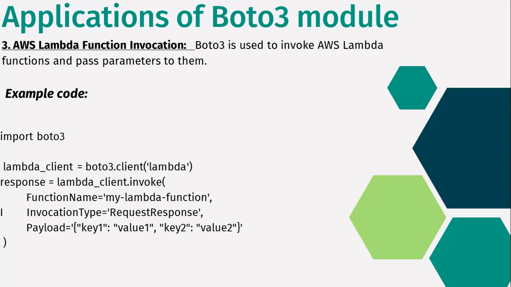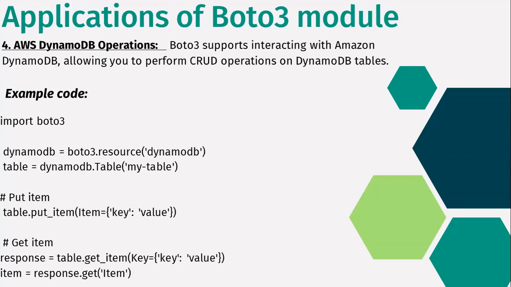Let's move on to the next application, AWS DynamoDB operations. DynamoDB is the NoSQL database in the cloud. Boto3 allows you to interact with and manage this database using Python. With the help of Boto3 and Python applications, we can even perform DynamoDB operations. Example code is shown below, and the DynamoDB resource is created with the help of Boto3.resource.